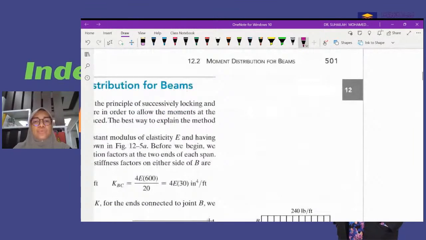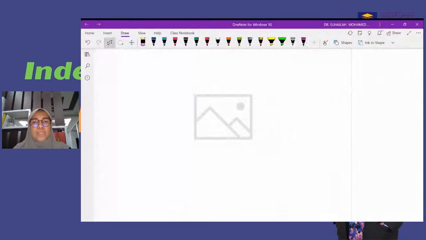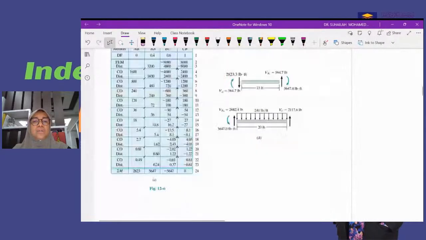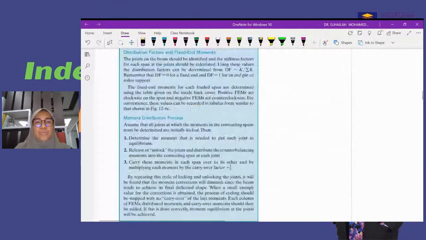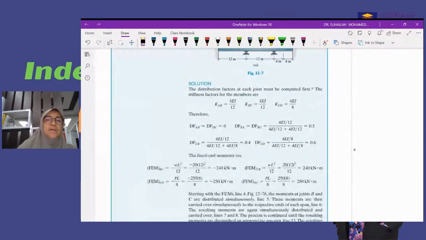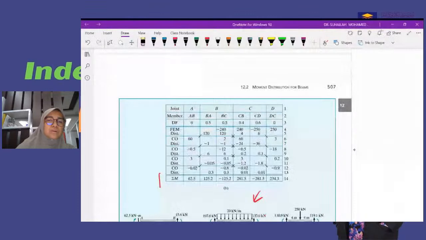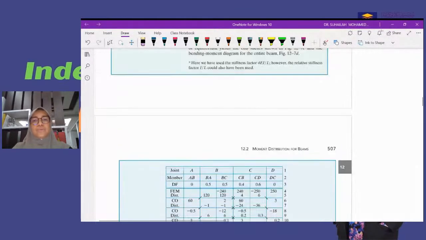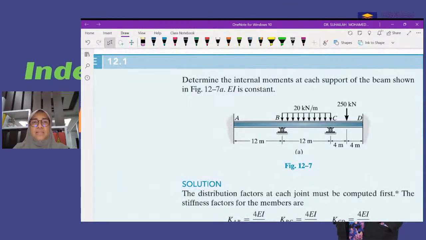So I want to choose one example. Wait, this is the procedure. I want to refer to this as the example. Okay, now, this is example 12.1 in the textbook.